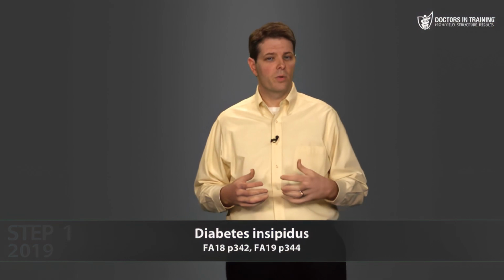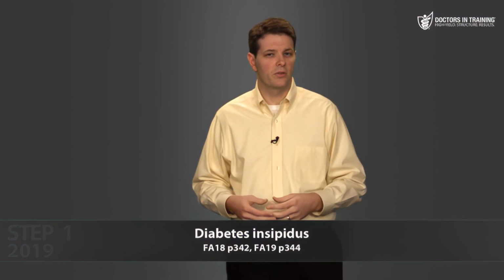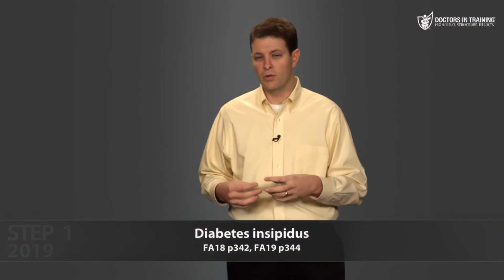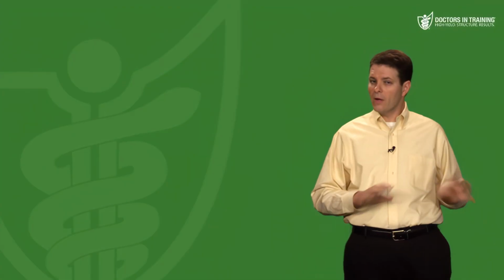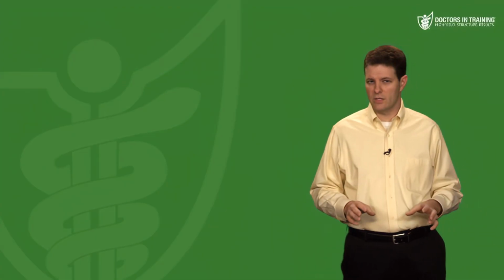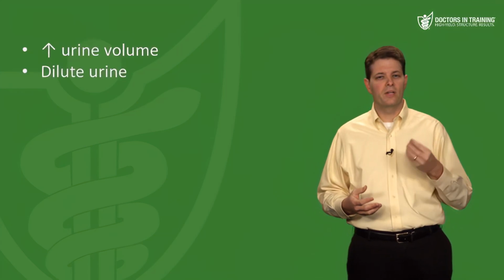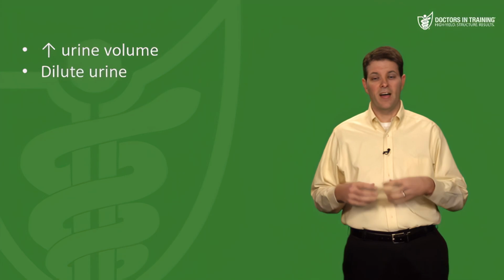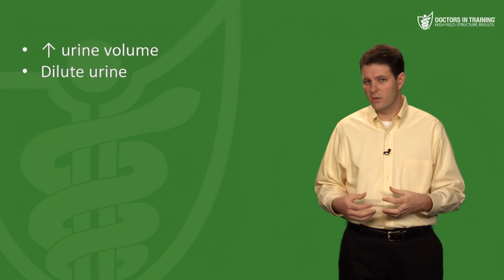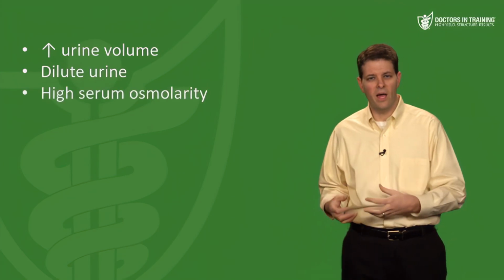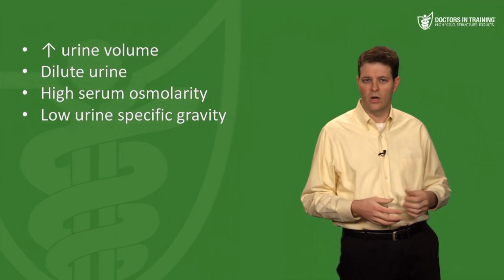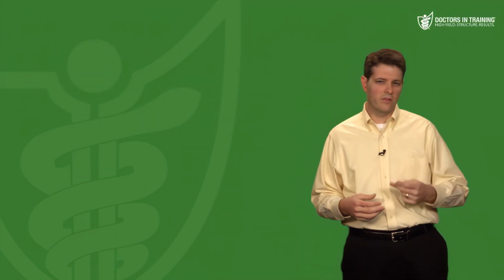Well, ADH helps you reabsorb water in the collecting tubules so that you concentrate the urine and you produce less urine. So without ADH, you can't concentrate the urine. You're going to have increased urine volume and the urine is going to be very dilute. And this is going to cause a highly concentrated serum as a consequence. So serum osmolarity is high, but the urine-specific gravity is low. And there are two flavors of DI.